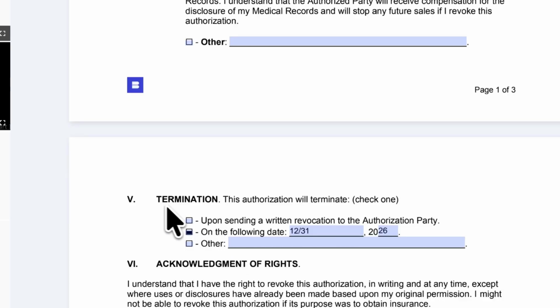Fourth, the purpose of the disclosure. Fifth, an expiration date or event. A HIPAA authorization can't be open-ended forever. It has to state when it ends. And sixth, the patient's signature and date. A few things preparers miss.